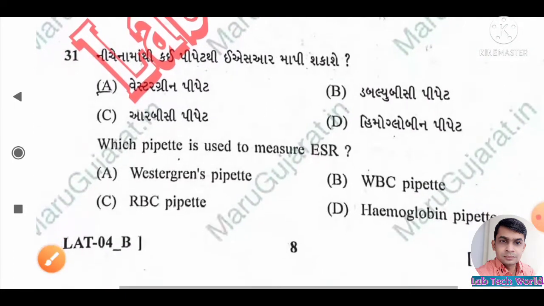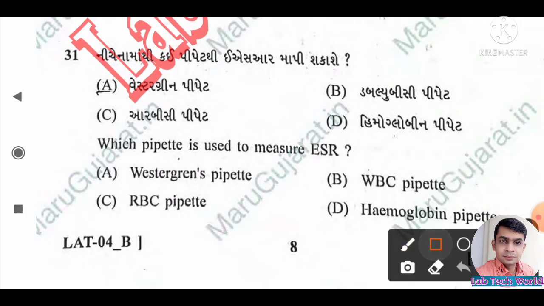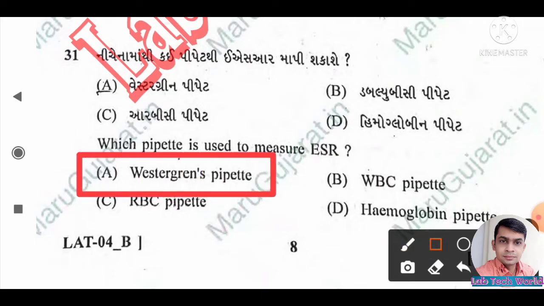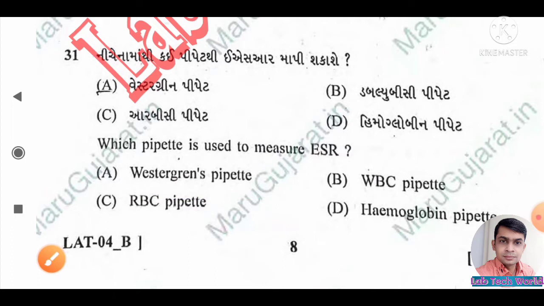Move to the next question, number 31. Which pipette is used to measure ESR? Option A Westergren pipette, B WBC pipette, C RBC pipette, D hemoglobin pipette. And the correct answer for this question it is A. Westergren pipette or Westergren tube is used to measure ESR, erythrocyte sedimentation rate. So option A is the correct answer for this question.